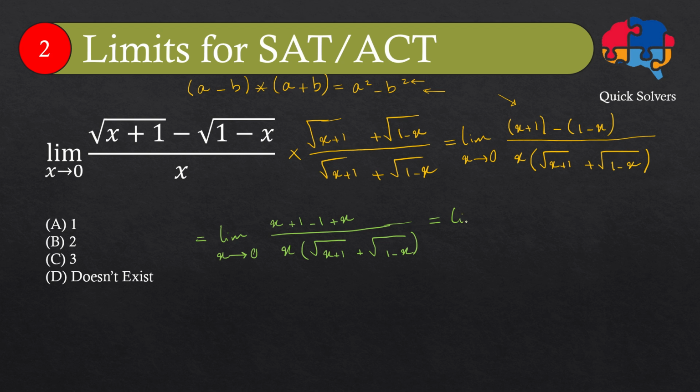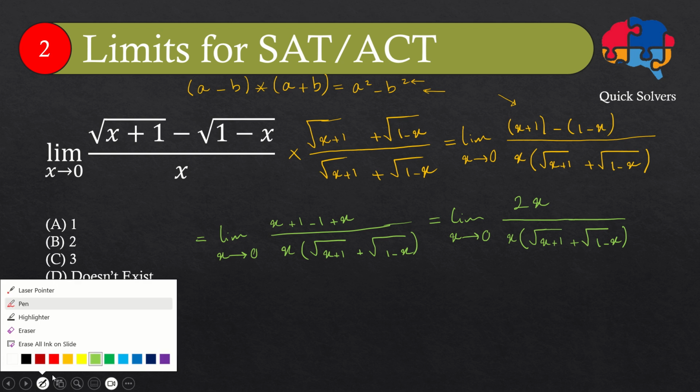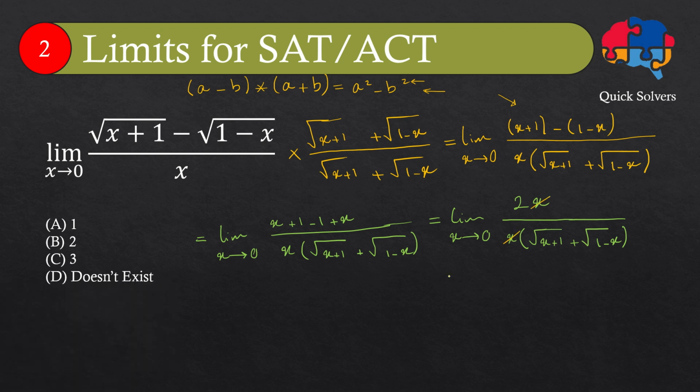And this is the limit of 2 times x over x times square root of x plus 1 plus square root of 1 minus x. And you see that this x and this x cancel out each other, and this leaves us with the limit of 2 over square root of x plus 1 plus square root of 1 minus x, where x goes to 0.